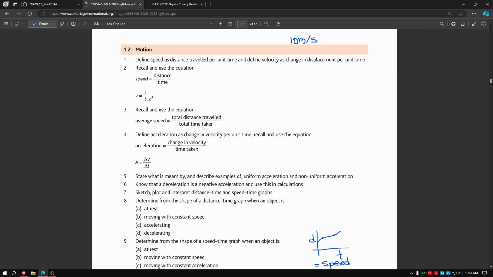Then comes velocity equals displacement divided by time. Displacement is a straight line from A to B, and distance is a curved path. It does not matter how long you take or how winding a path you take. If you go backwards, that still counts as distance. But displacement will be a straight line from A to B, and the direction matters.